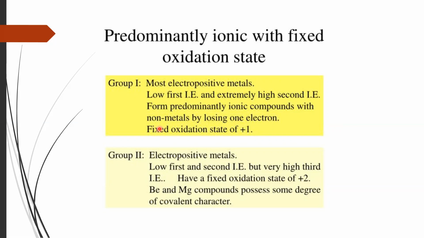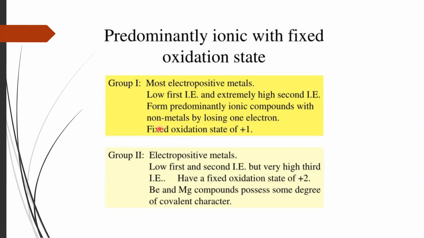Hence, we can say for group 1 elements, there is low first ionization enthalpy and extremely high second ionization enthalpy, because after removal of one electron, that is from ns1, it becomes ns0, which is attaining its stable electronic configuration, or we can say octet configuration. Let's take one example of sodium. Sodium atomic number is 11. Therefore, its electronic configuration is 2,8,1.